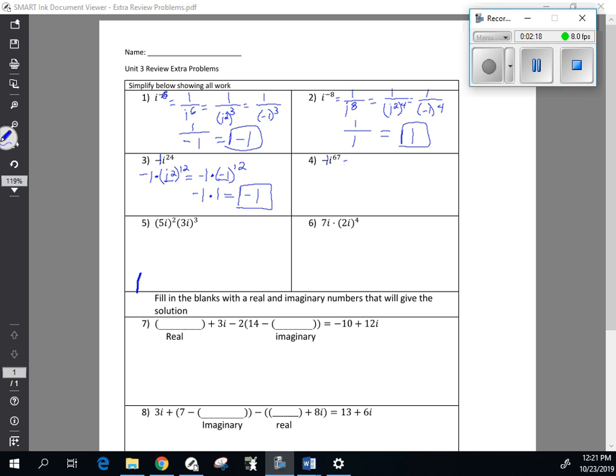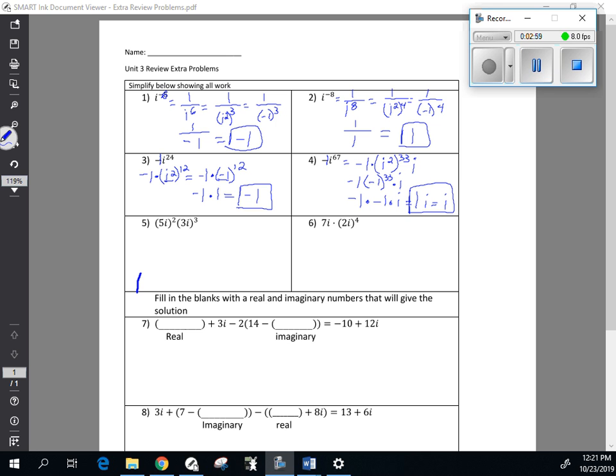This one I do something similar. I keep my negative 1 on the outside. I rewrite this: i squared, 67 divided by 2 is 33.5. So I know this is going to be 33, and 33 times 2 is 66. And then I need another i out here that's going to give me 67. The same thing I always do, I replace my i squared with negative 1. So negative 1 times negative 1 times i, which is positive 1 times i, or just plain i.